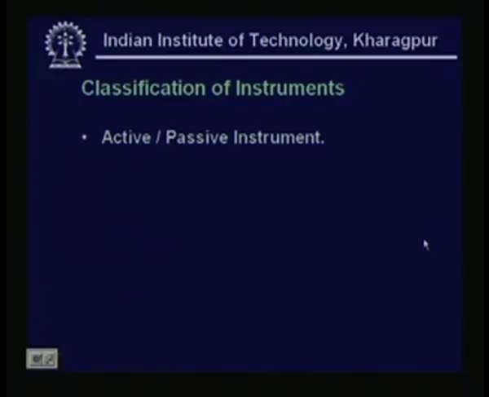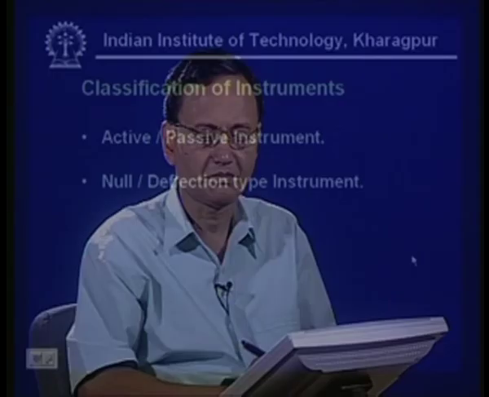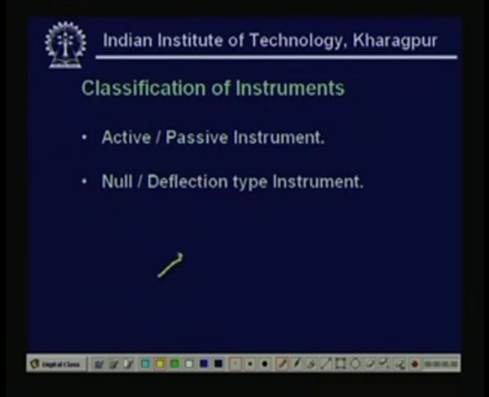That we have already discussed. Now, there are null and deflection type instruments. This is very important, null and deflection type of instruments. What is this null and deflection type? All of you are familiar with the Wheatstone bridge. How does it look? It looks like this.